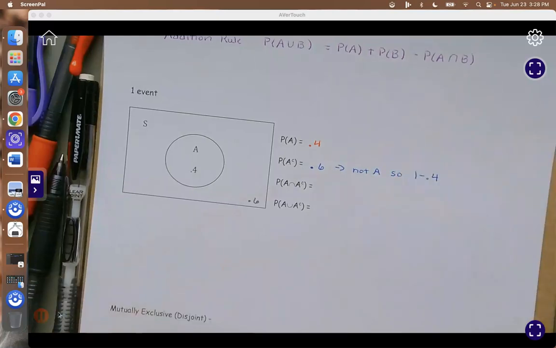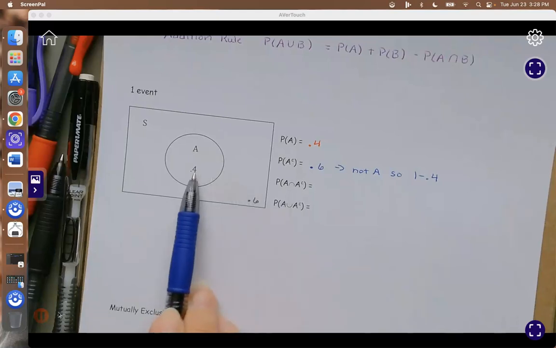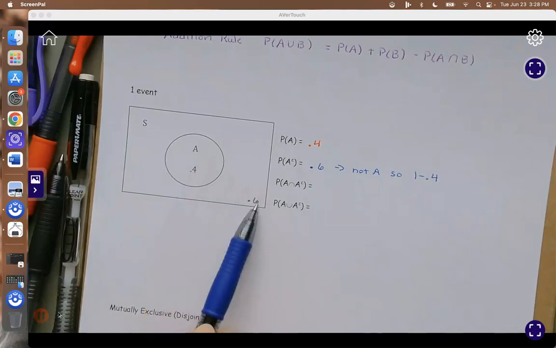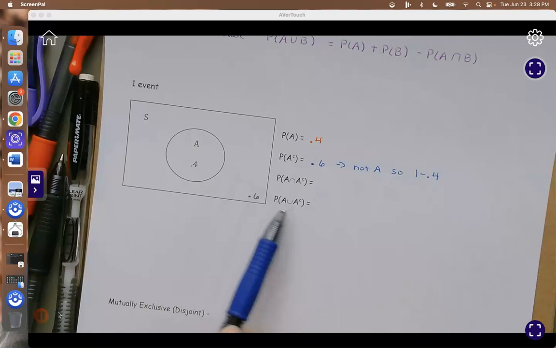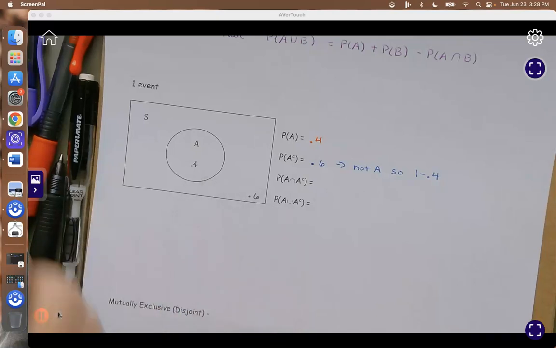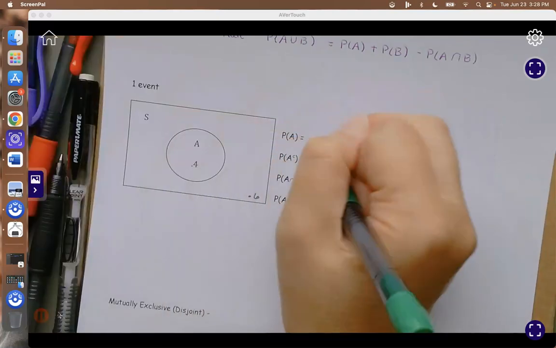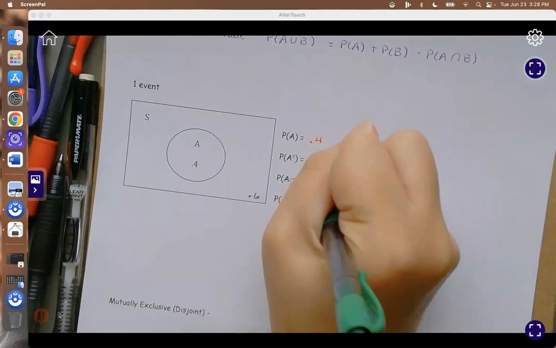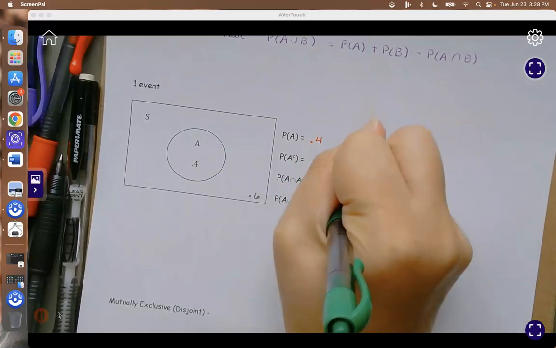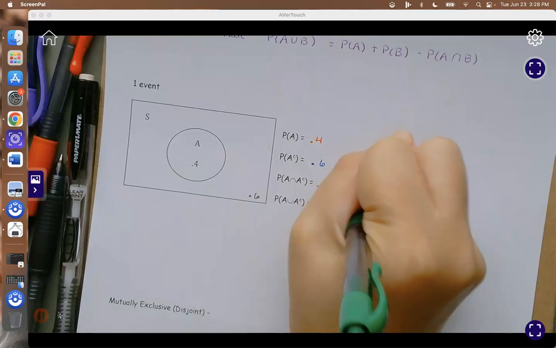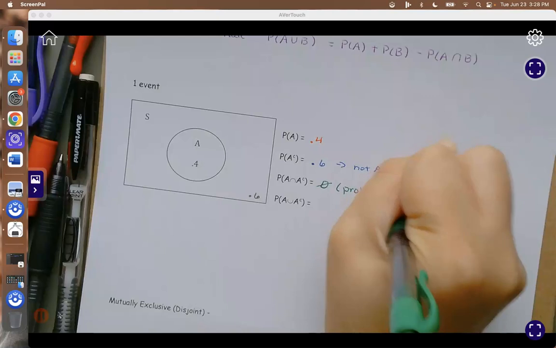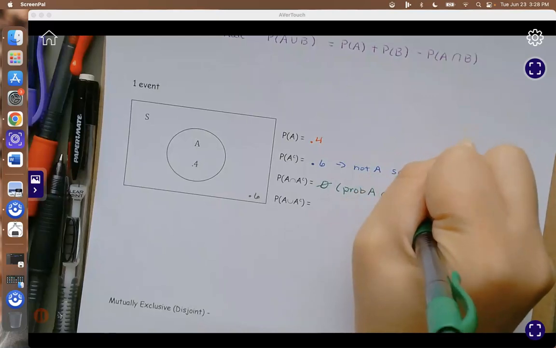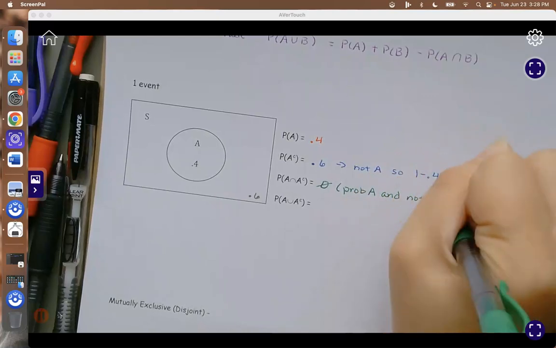Okay, so the probability of it being A and not A, you can't be both. You're either one or the other. You can't be that at the same time. So this is going to be, it does not exist, or an empty set. So the probability of A and not A at the same time.